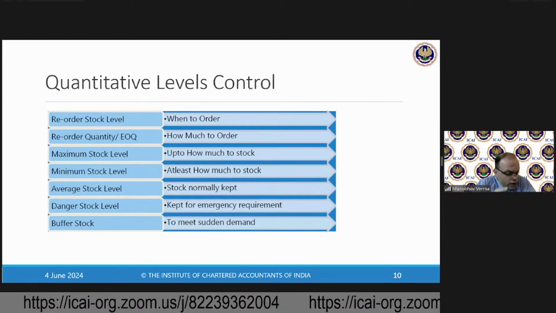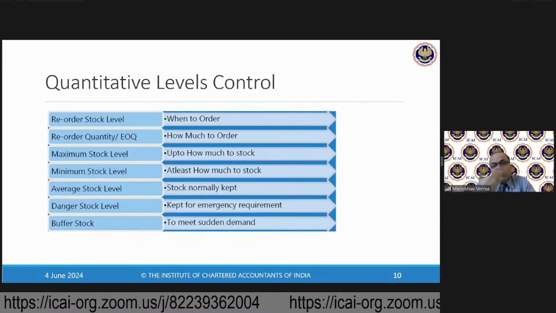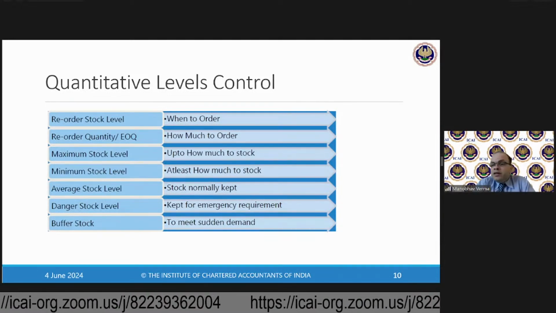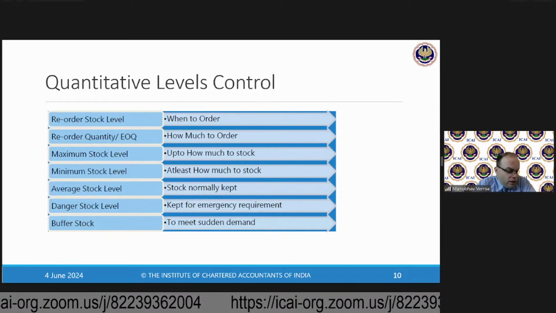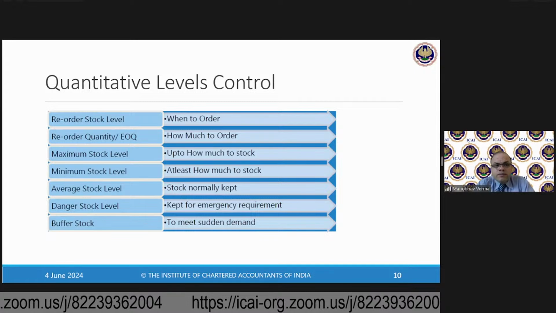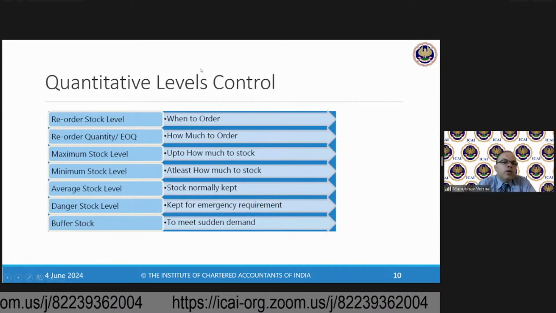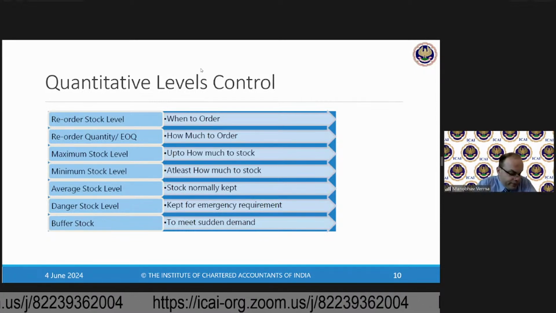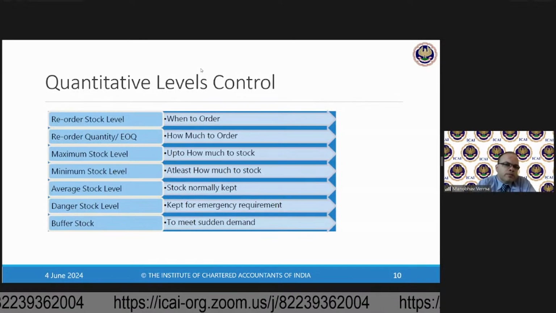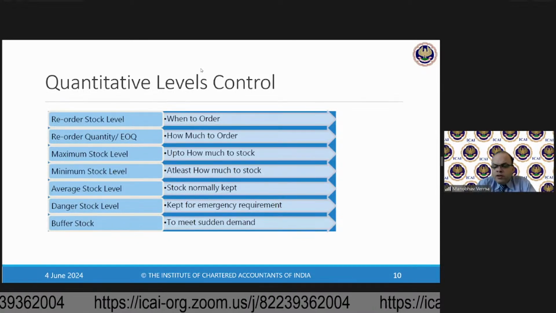Now, of course, there is a cost attached to it, right? If you're keeping too much inventory, you have a storage cost, you have an investment blocked in the inventory. Although your ordering cost may come down because you're ordering fewer times, right? So there are a lot of things we need to understand here, and a lot of questions come on this area, guys. So we will talk about certain formulas here on the quantitative levels of control.